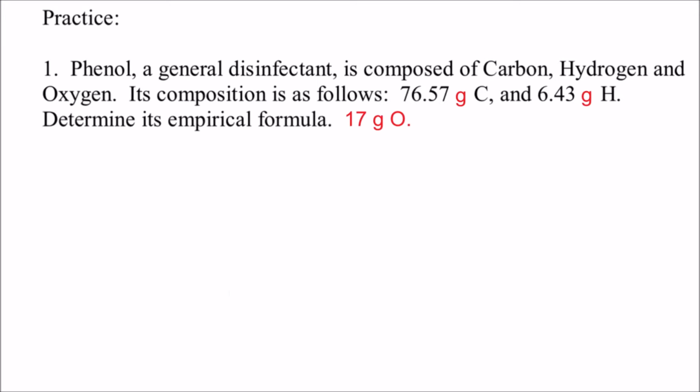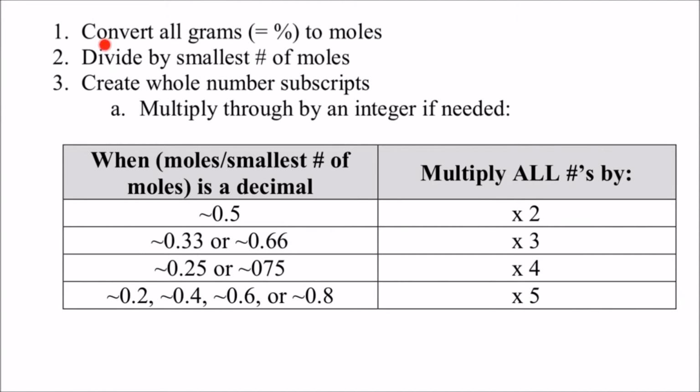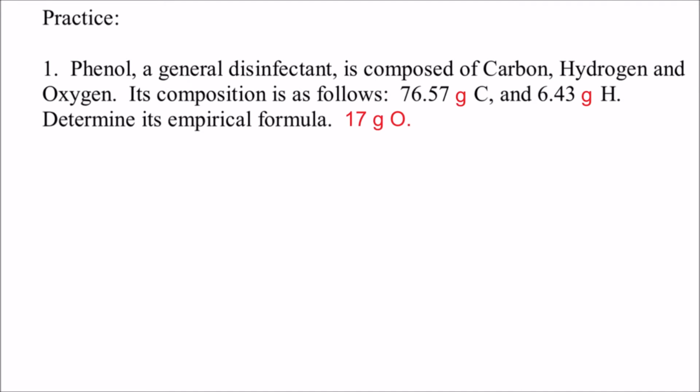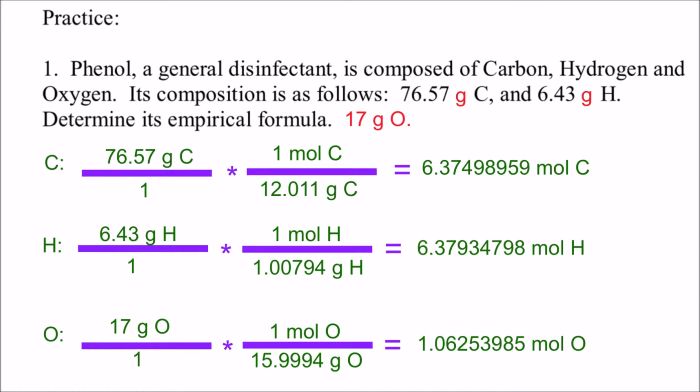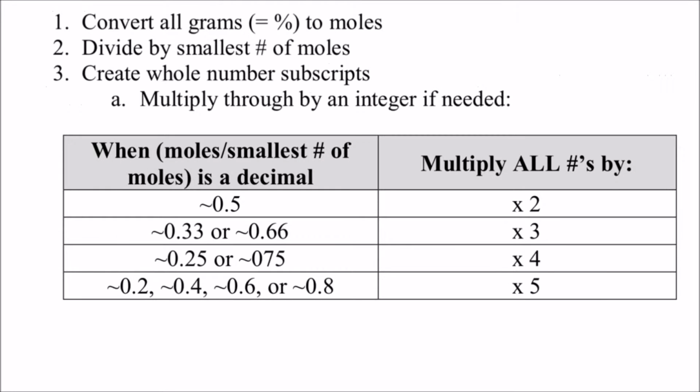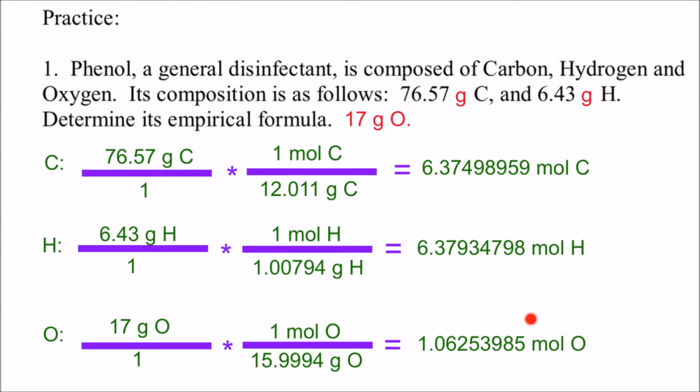Now we're going to do step 1, which is to convert all grams to moles, because we've already converted percentages into grams. Alright, so we have converted all of the grams into moles now, and now we're ready to do step 2. We're going to divide by the smallest number of moles. Alright, so obviously this is the smallest number of moles here, so we're going to divide each of these moles by this value right here.